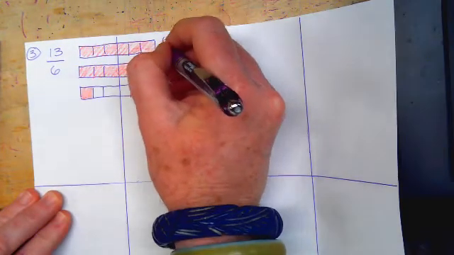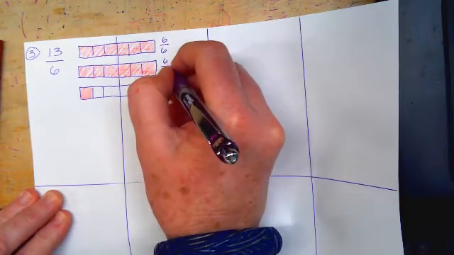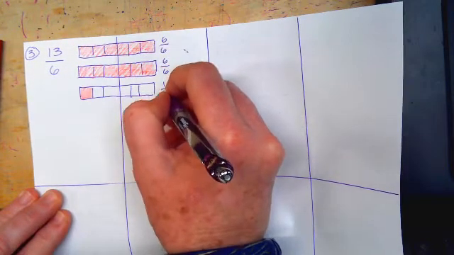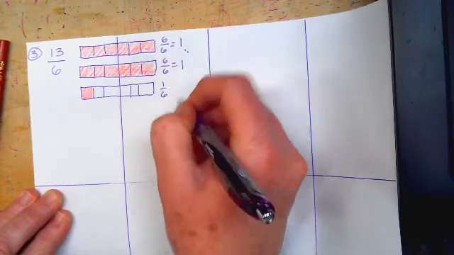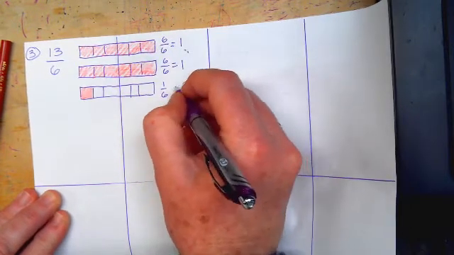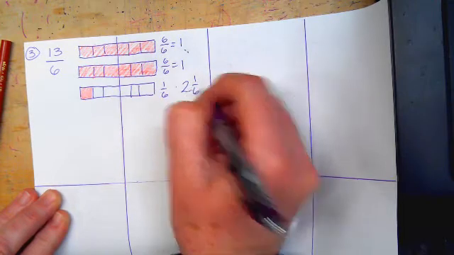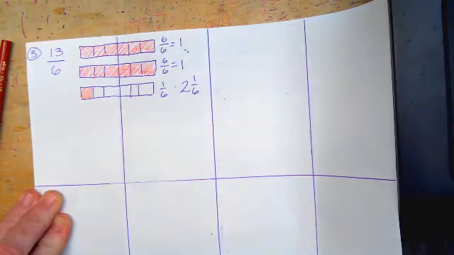This is 6/6. This is 6/6. And this is 1/6. These become 1 whole, right? So this is the same as 2 and 1/6, right?